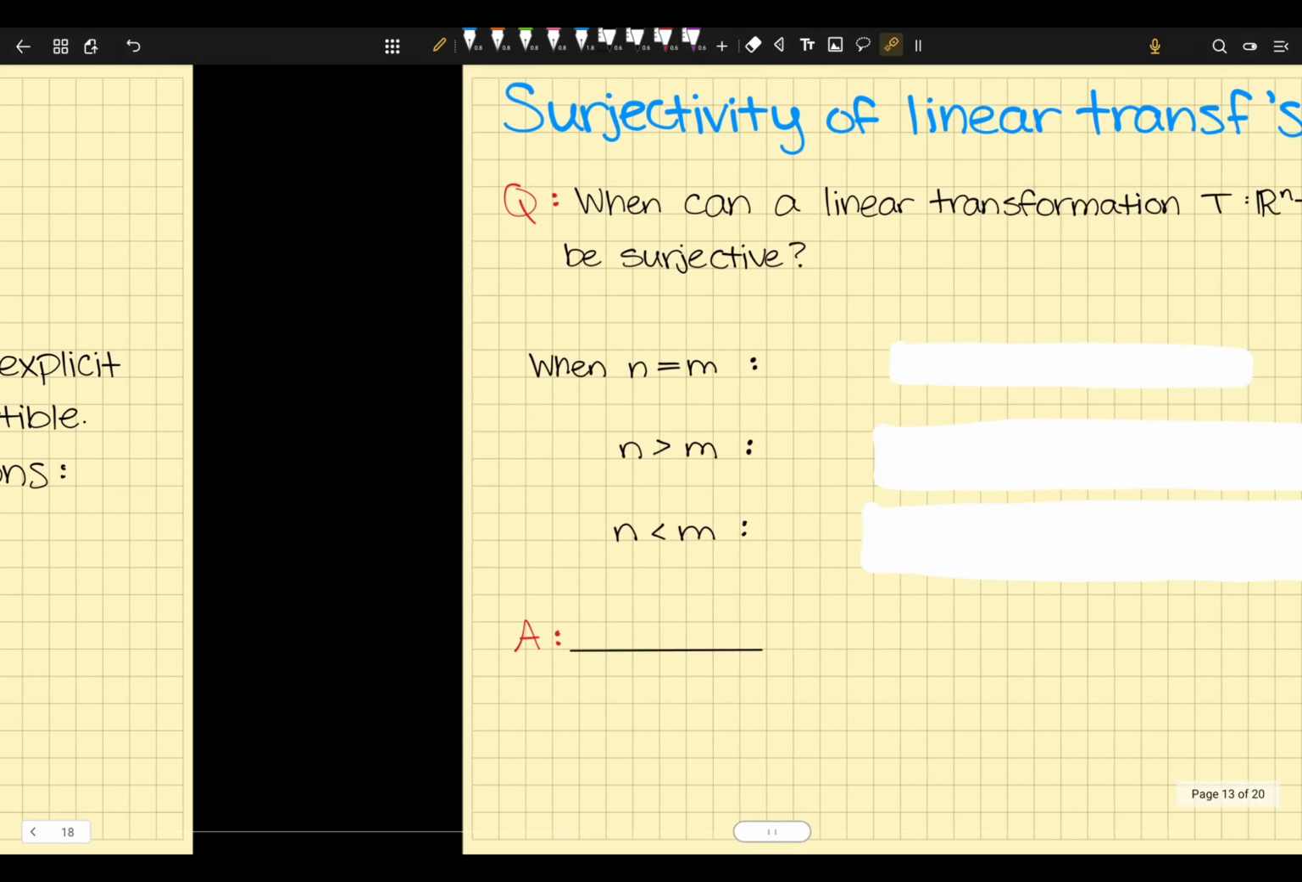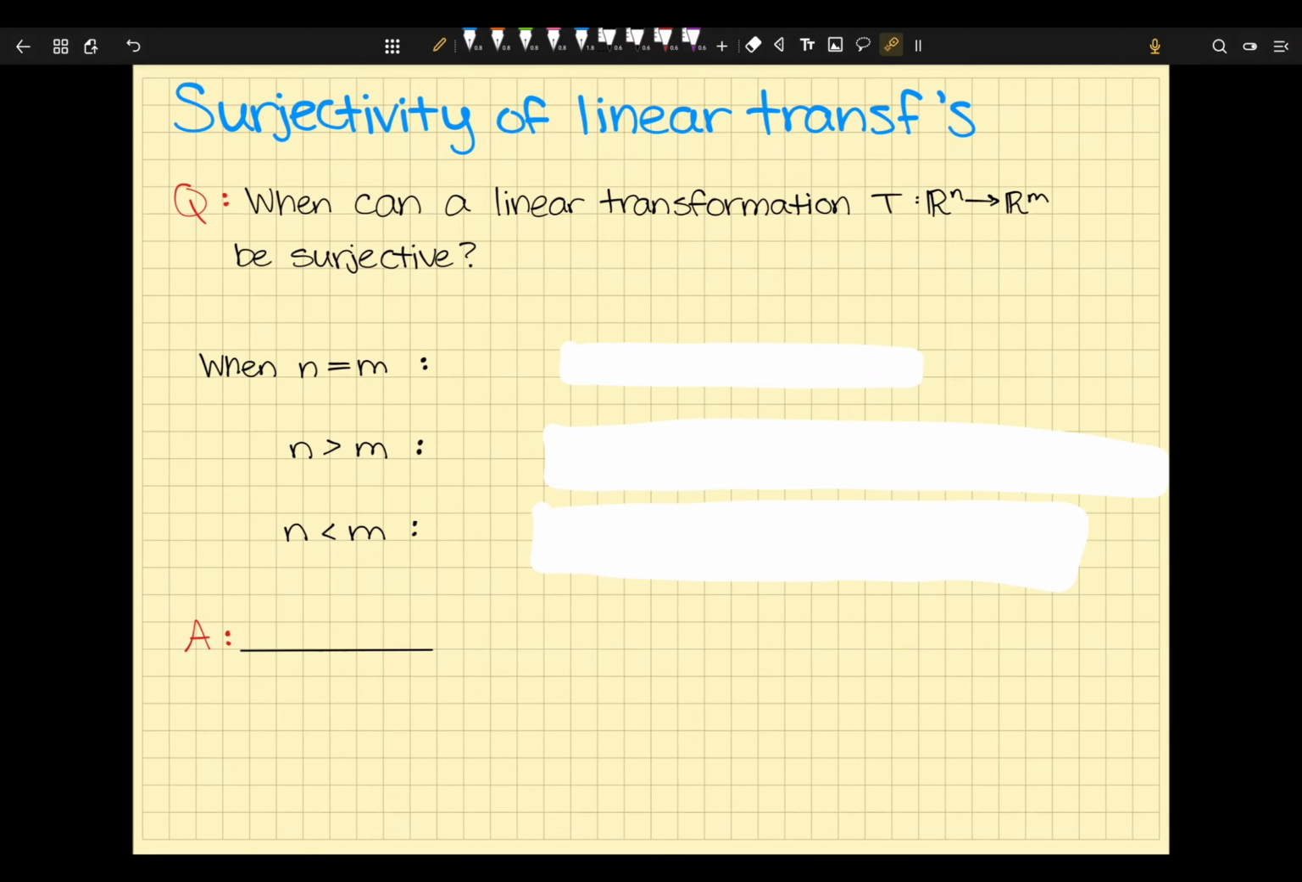All right. Now let's finally talk about linear transformations. Everything we've said up until now is true for any function in general. But we want to know how this applies to linear transformations in particular. So I pose the question to you: when can a linear transformation T from Rn to Rm be surjective? And I've broken this down by cases for n and m.